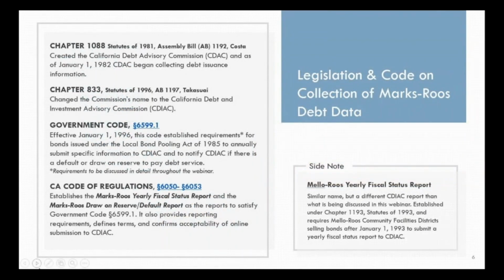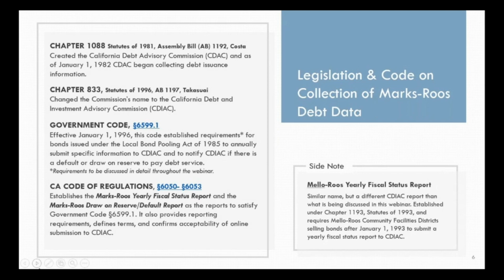Before we get started with the steps to completing your Marks-Roos yearly fiscal status report, let's go over pertinent legislation regarding Cdiac's formation and the legislative requirements for filing different reports with Cdiac. In 1981, AB 1192 created the California Debt Advisory Commission, also known as Cdiac. Then later, in 1996, AB 1197 added investment to Cdiac, changing the Commission's name to the California Debt and Investment Advisory Commission. This was done because the Commission was expanded to include investments.